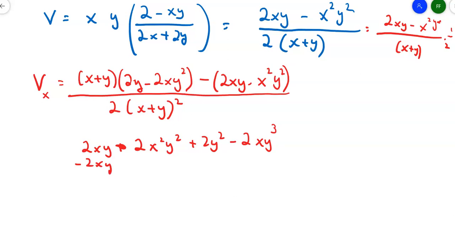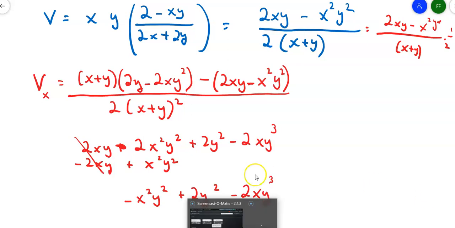And this thing in the middle is a minus sign. And so minus minus will make a plus x squared y squared. So plus x squared y squared. This gives me nothing here. It gives me a negative x squared y squared plus 2y squared minus 2xy to the third.